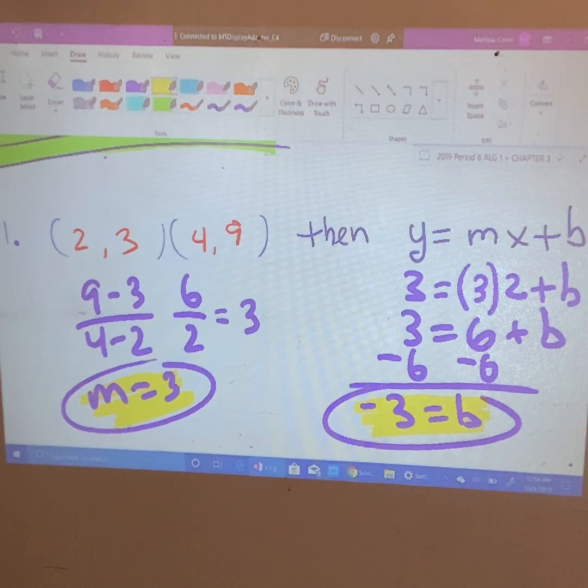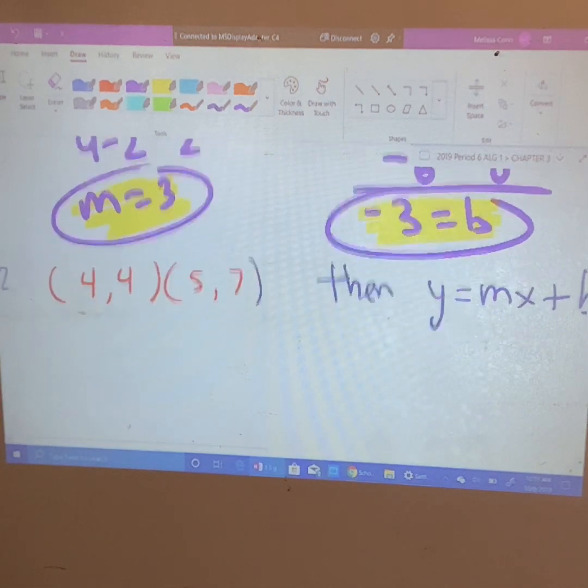I can now write the equation for the line that travels through those 2 ordered pairs. Here it is right here. The equation is y equals the slope, 3x, and the b, negative 3. That's the equation of the line that travels through those 2 points. Okay, let's practice these.